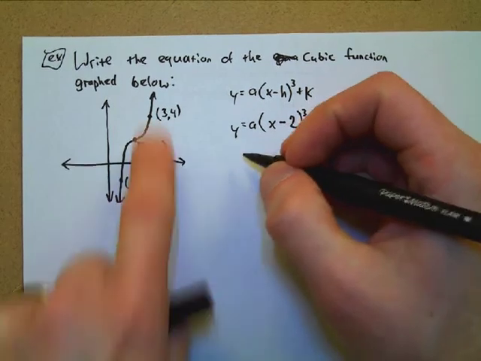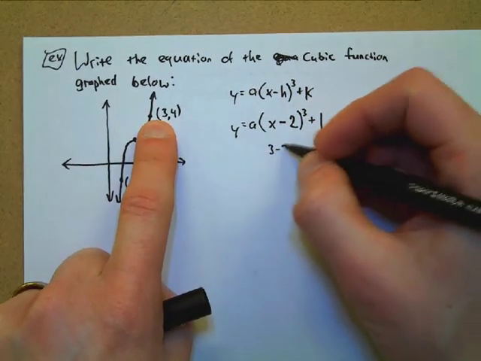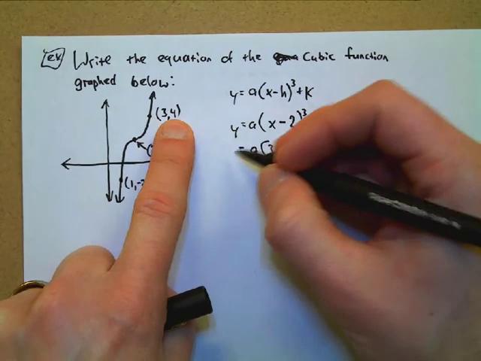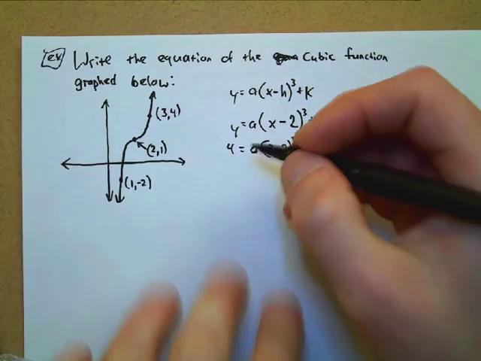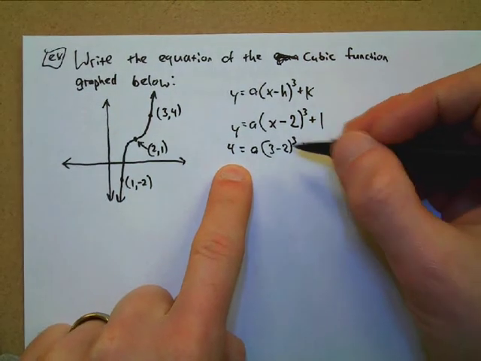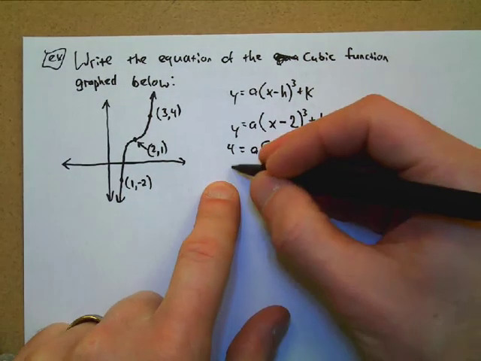Yeah, 3 is an x-coordinate. So we can do 3 minus 2 cubed plus 1 times a there, equals the y value of 4 there. Okay? This point is on my curve, so it must work in my equation. It must. So x and y, I can replace those. And now we have to do the arithmetic here.